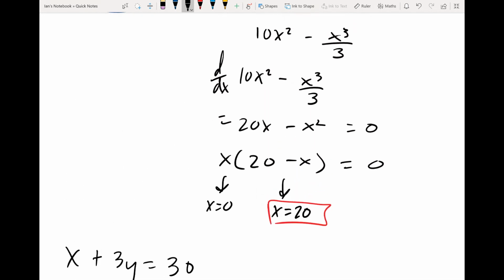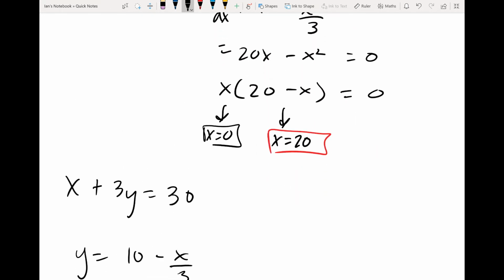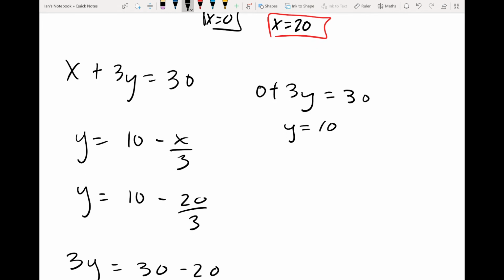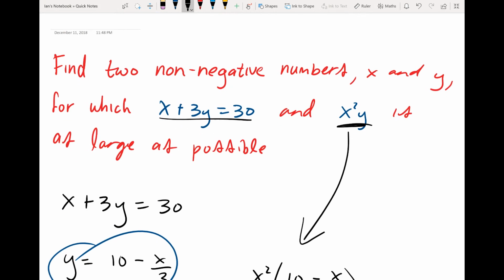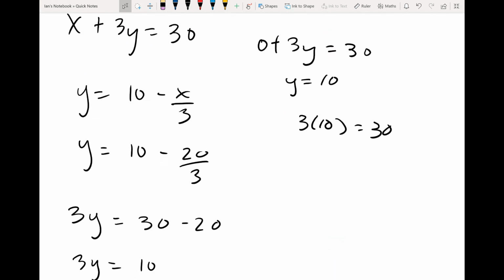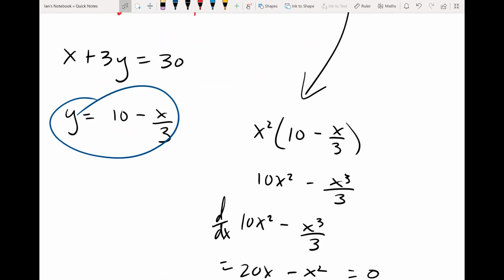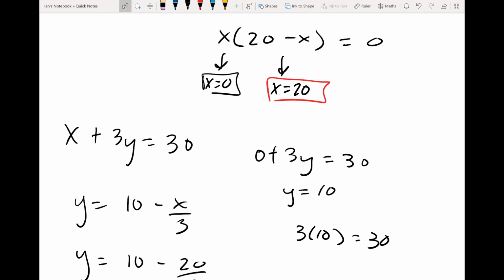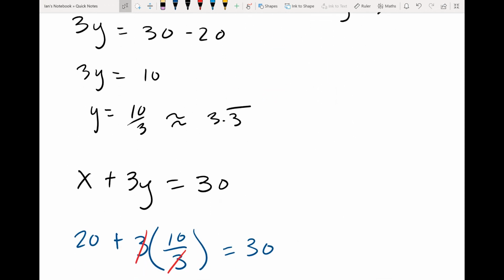Furthermore, you can check once again that if you tried to plug in x equals 0, you get 0 plus 3y equals 30, which just means that y would have to equal 10, because 3 times 10 equals 30. But this doesn't satisfy x squared times y being the largest it could possibly be. With x being 0, you'd get 0 squared times y, which is just equal to 0. That's not as helpful as if we were to plug in these values.